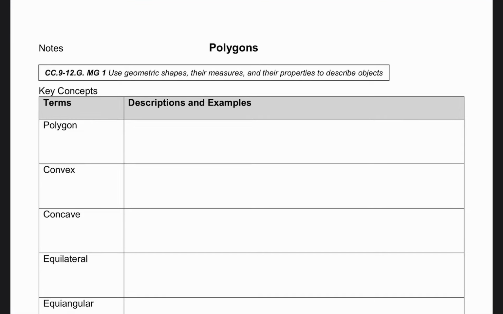Okay guys, today we're going to talk about polygons, and we'll start off with the definition of polygon, which is a two-dimensional figure, a 2D figure, and it's closed, meaning there's no openings. The sides are line segments. And that means that there's no curves. And there can be 3 or more sides.